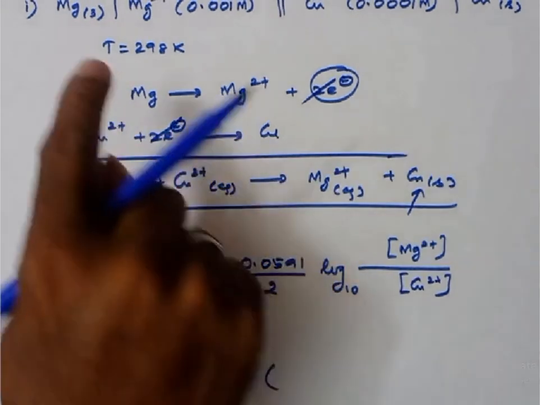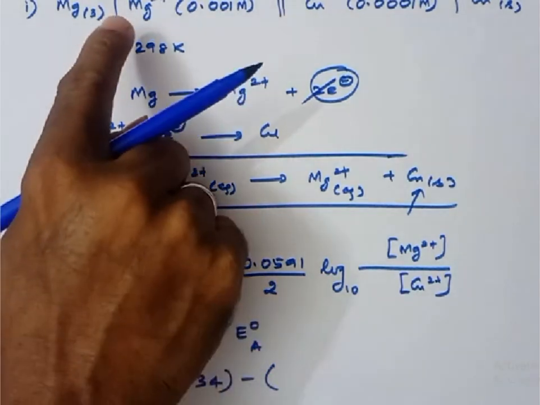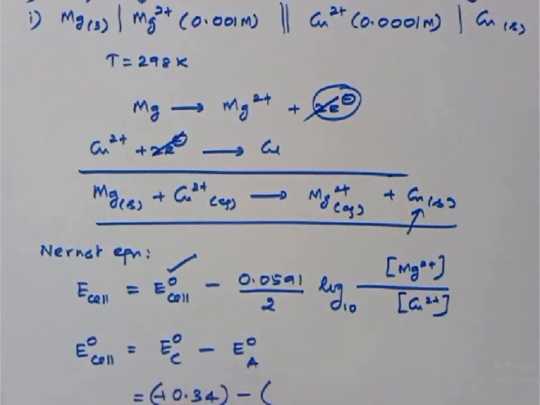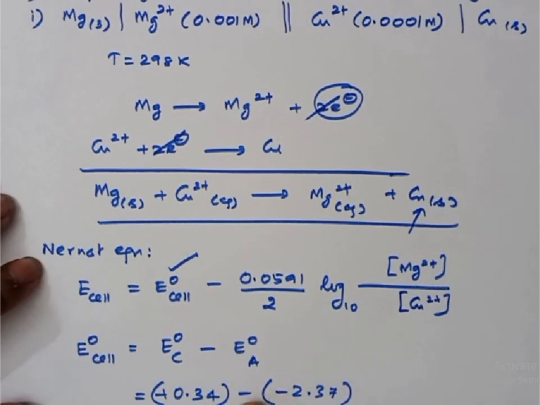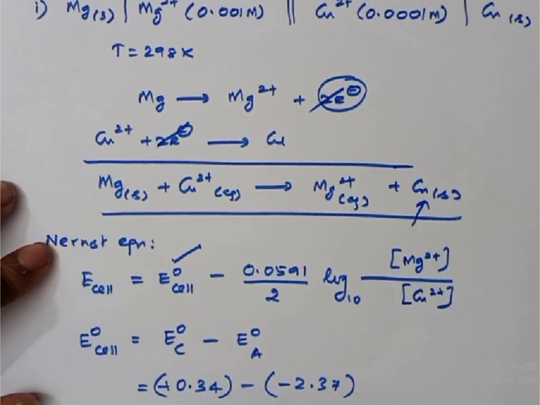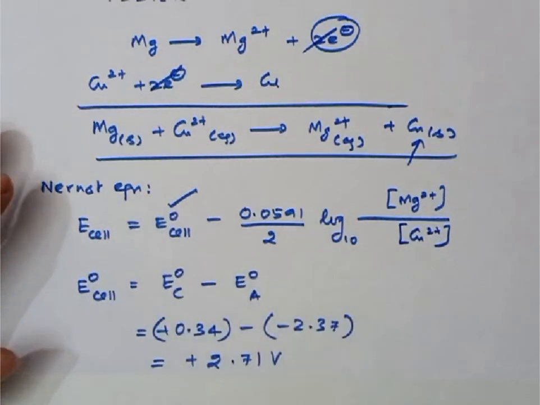Minus, and for magnesium, we should consider only the reduction potential, though oxidation takes place here. You should consider only reduction potential for this formula. So the value is minus 2.37 volt. So minus of minus becomes plus, so you just add them: 2.71 volt. So this is the cell potential, E naught cell, for this particular cell, right?